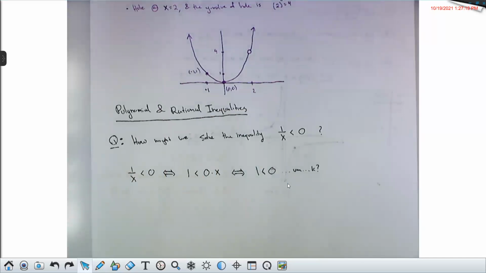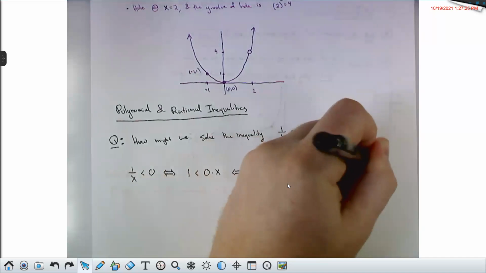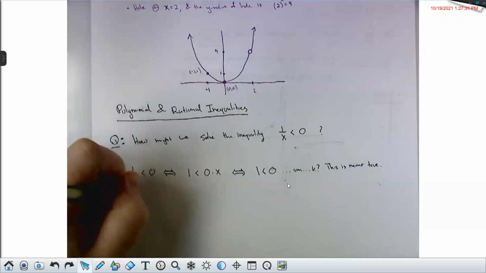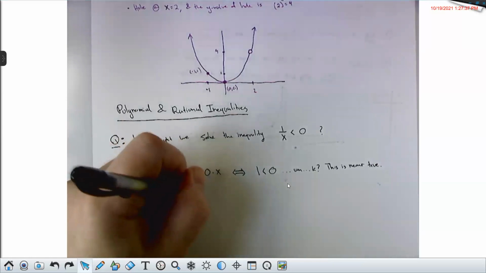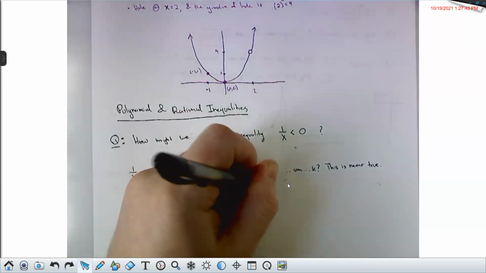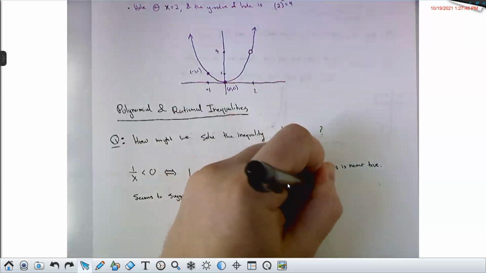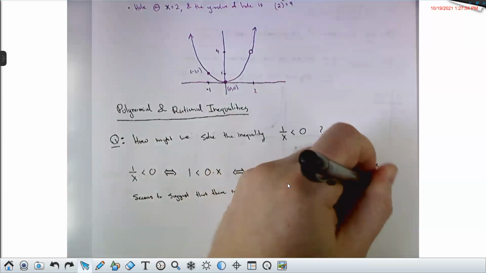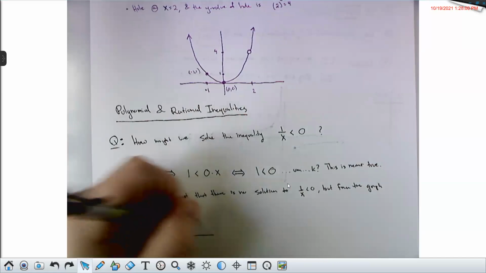Because 1 is less than 0. This is never true. Right? 1 is not smaller than 0. 1 is bigger than 0. So that seems to suggest that there is no solution to the inequality 1 over x is less than 0. But from the graph, we all know what the graph of 1 over x looks like. From the graph, we see that there is definitely a solution.